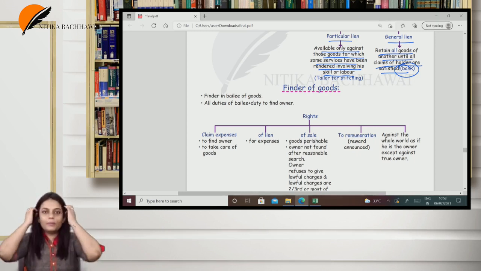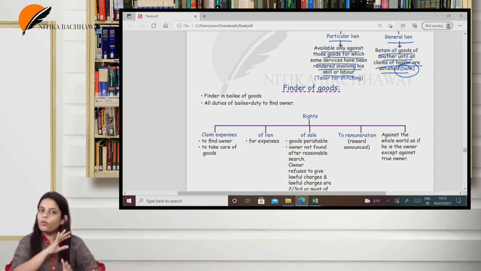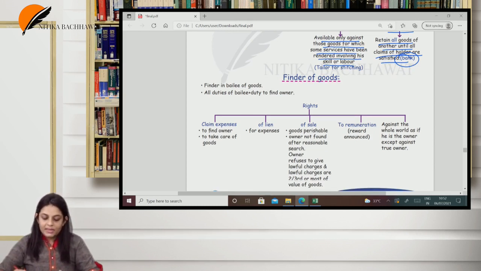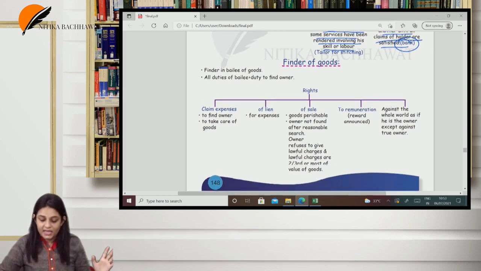So let's say he put up an ad in the newspaper, or it was a puppy, he was taking care of the puppy, he took the puppy to the vet. Whatever expenses he has incurred, he has a right to claim it. Then he has a right of lien for the expenses. If he does not get his expenses, he can retain the goods unless he gets the expenses.